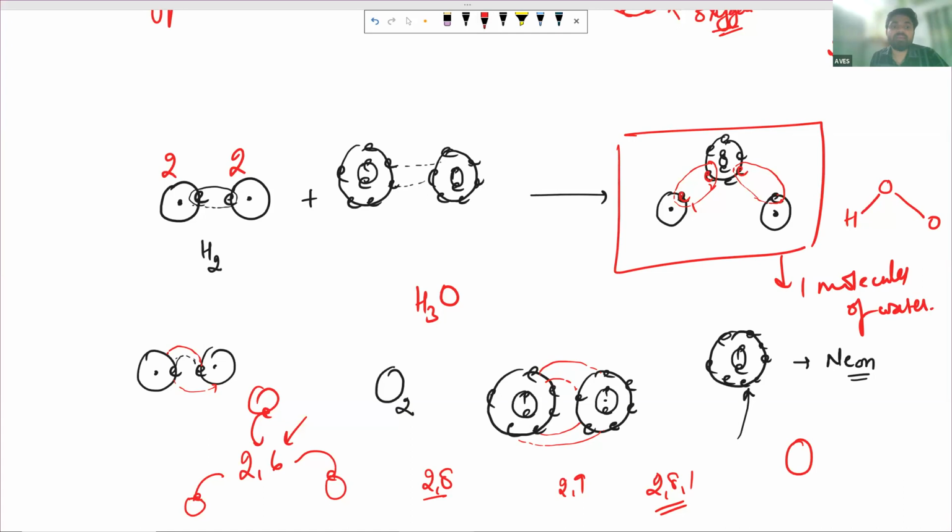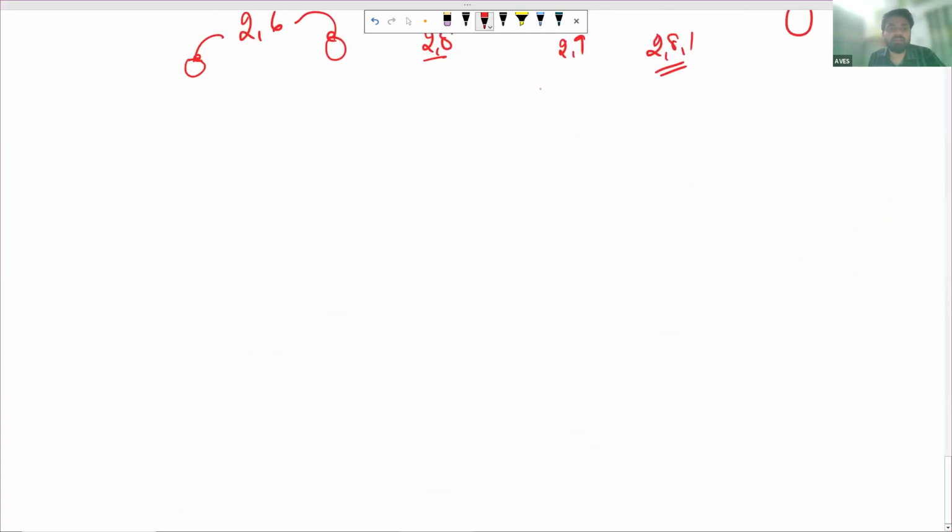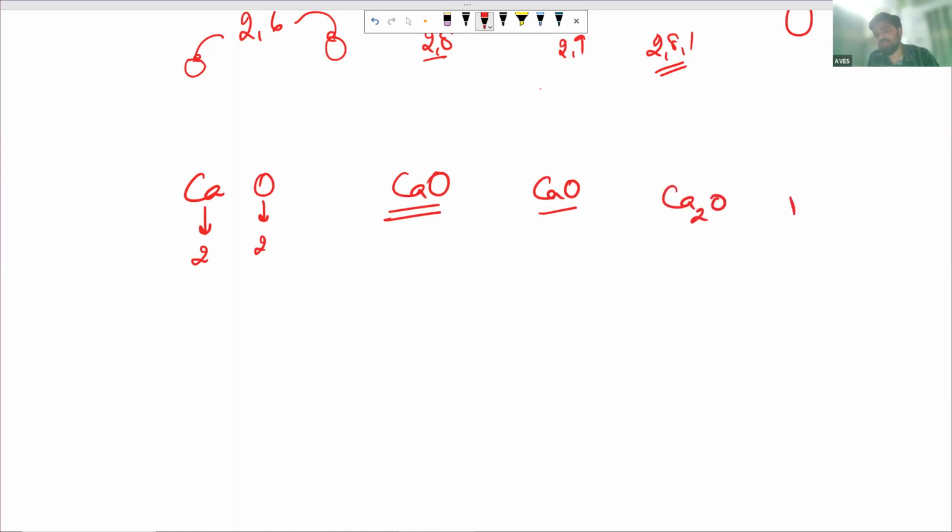Let me explain. You are very much familiar that calcium oxide has the formula CaO. Calcium has 2 valency, oxygen has 2 valency. We write it this way. But why is it always CaO? Why not Ca2O, like Na2O? Why is it not so?